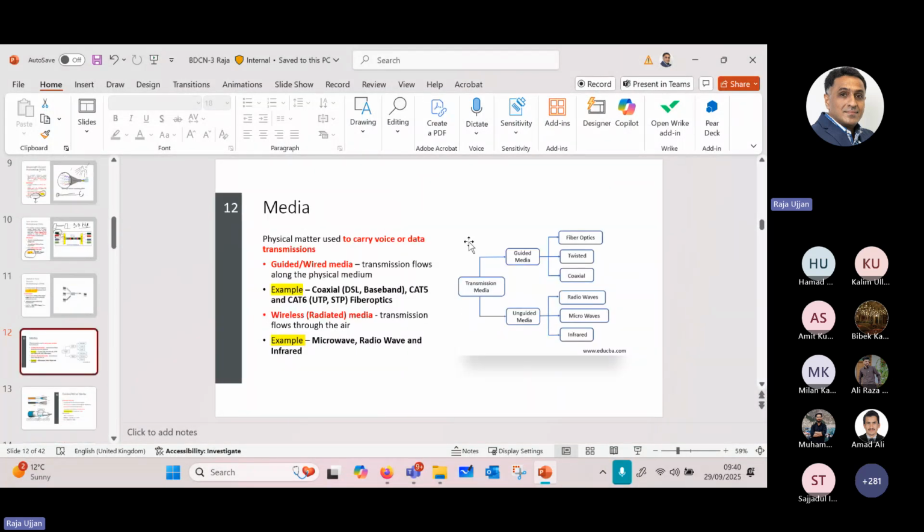Let's finish the media now. Very simple. In networking, in digital communication, we have lots of media right now. We are going to use different kinds of media. Transmission media can be guided and unguided. If we say guided, this means this is definitive.